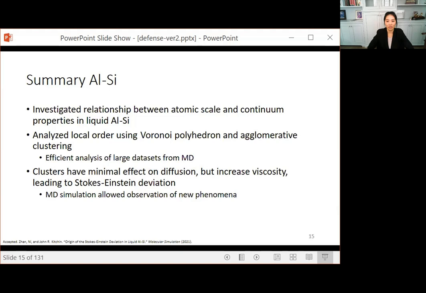And then we showed that the clusters have a minimal effect on diffusion, but they increase the viscosity, and this leads to the Stokes-Einstein deviation. And overall, it shows that MD simulation allows us to observe this new phenomenon.